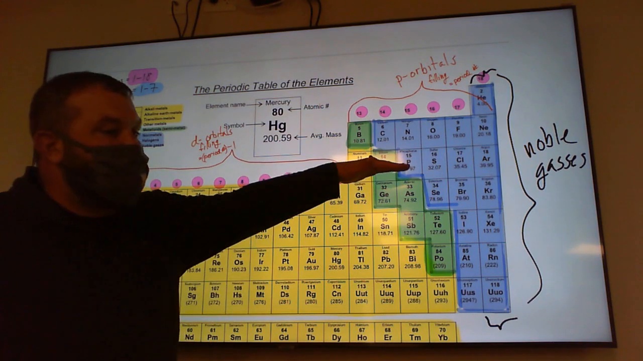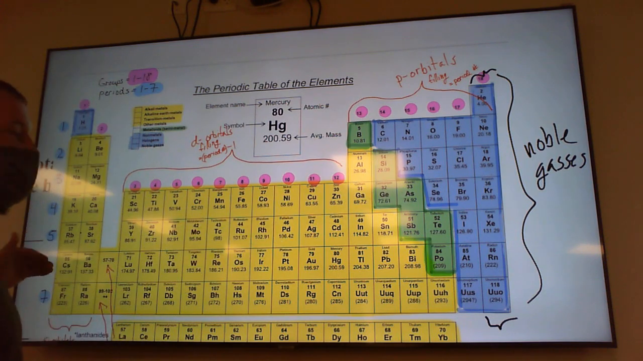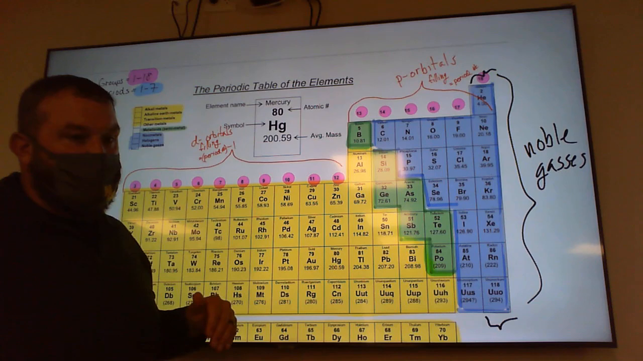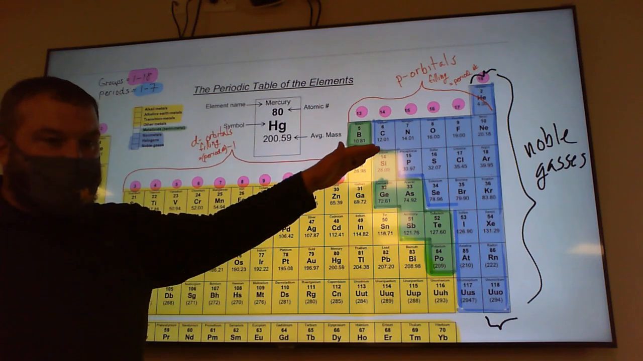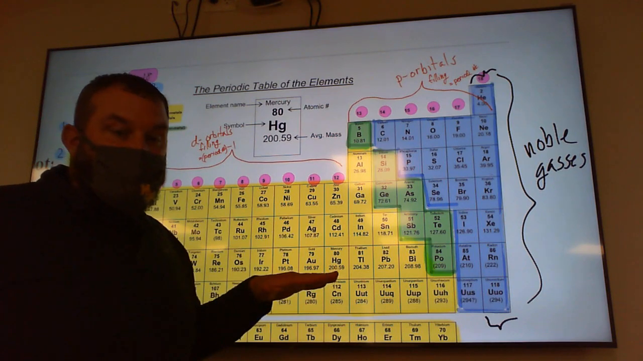And remember, they have to be the same. I can't use 3p and 4s. I can't use 4p and 5s. It has to be the number of electrons in 3s and 3p, or 2s and 2p. That's what I want to be looking at. That's the number of dots.